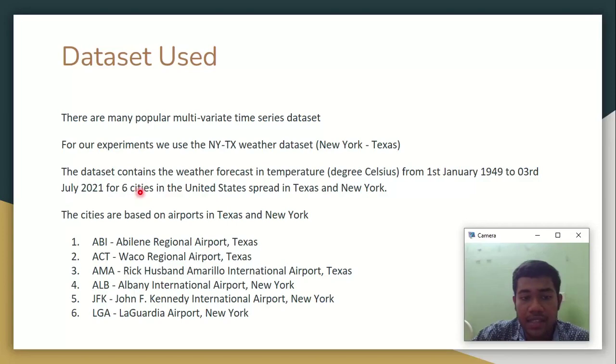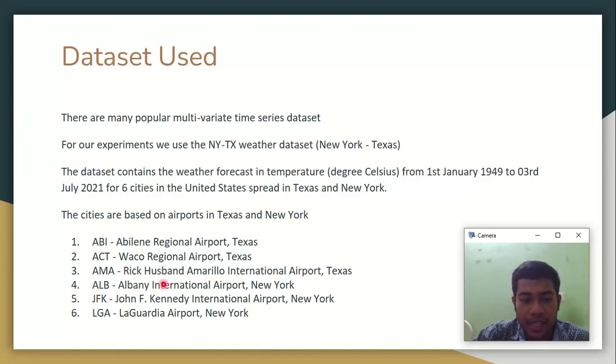And there are 6 cities which are spread across Texas and New York. So the 6 cities are based on different airports which are in Texas and New York. The first 3, which are ABI, Abilene Regional Airport, ACT, Waco Regional Airport, and AMA, Rick Husband Amarillo International Airport, are all based in Texas.